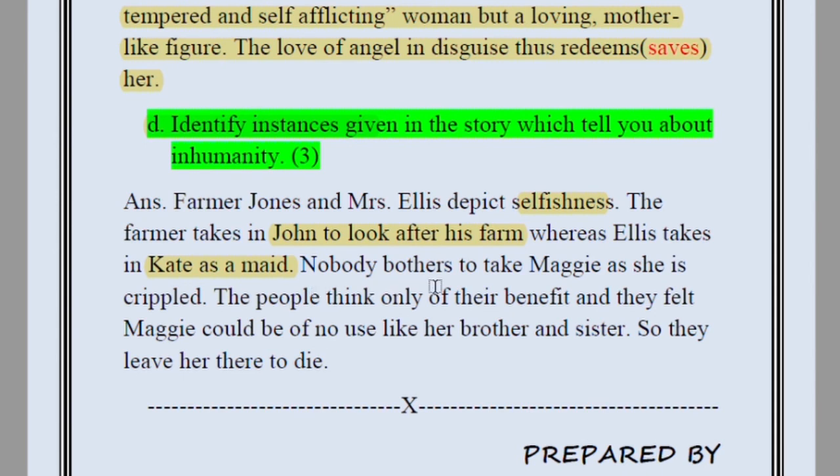The people think only of their benefit. They only think about what would benefit them. Maggie could not benefit them in any way because she was sick, she could not help anybody, she could not serve as a servant. That is why nobody took her. And they felt Maggie could be of no use like her brother and sister, so they left her there to die. This is wrong. These are the examples which show that there is a lot of inhumanity in people. People are selfish, and these are the examples.